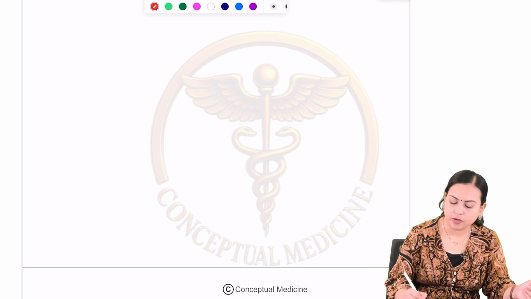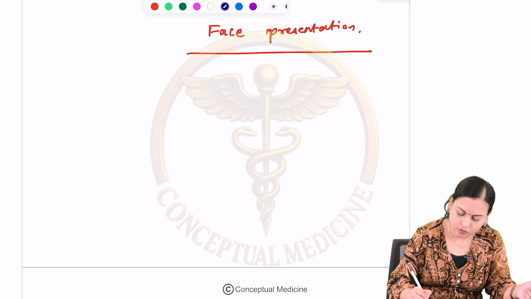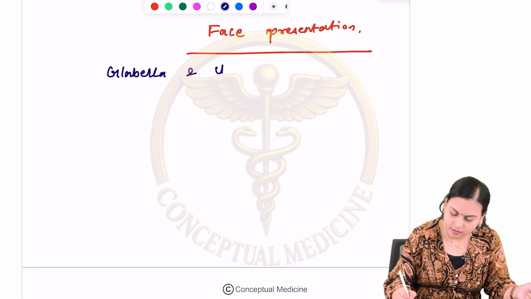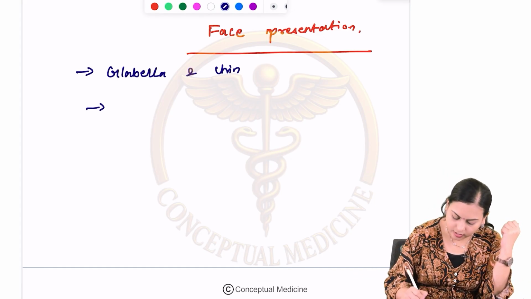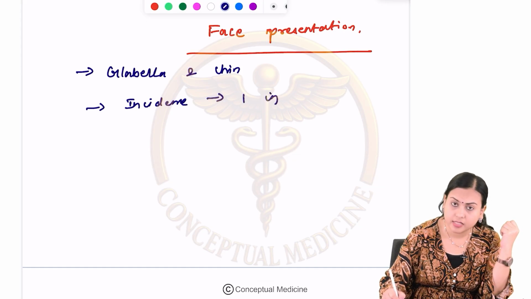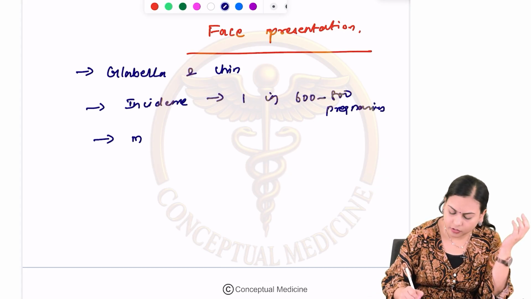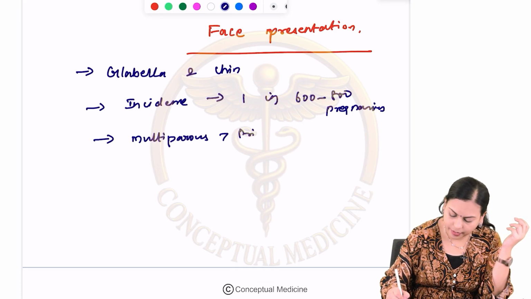First, let us speak about face presentation. Face presentation means it is going to present between the glabella and the chin, right. If you see the incidence of face presentations, the incidence is going to be between 1 in 600 to 800 pregnancies, and the risk is going to be more in multiparous women when compared to primiparous women.